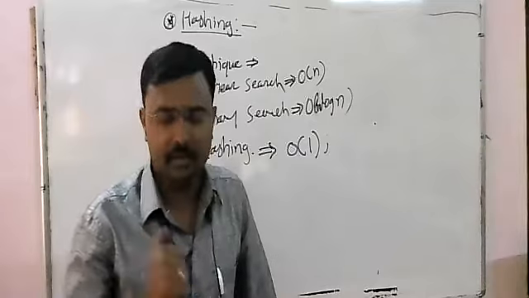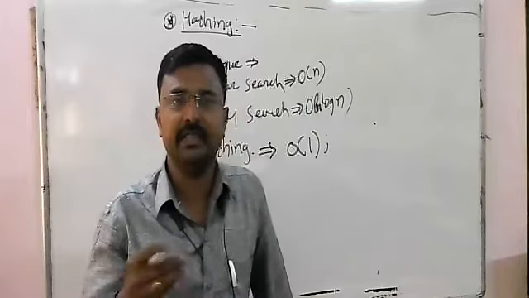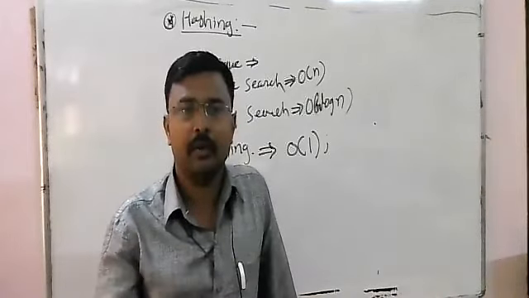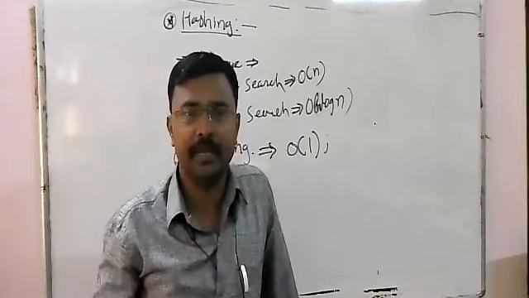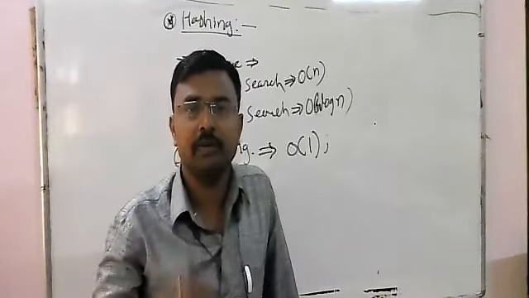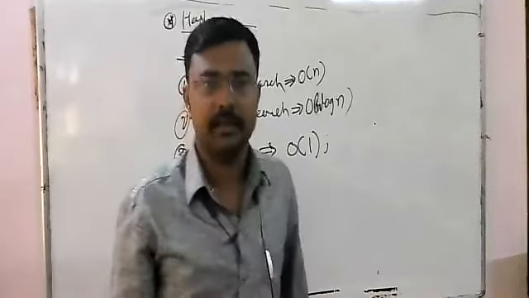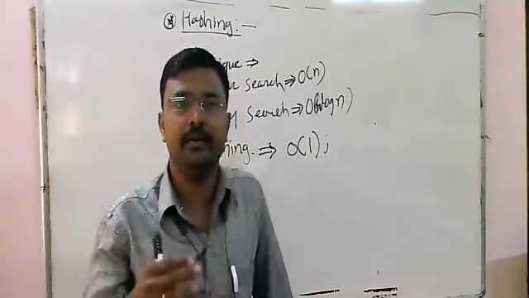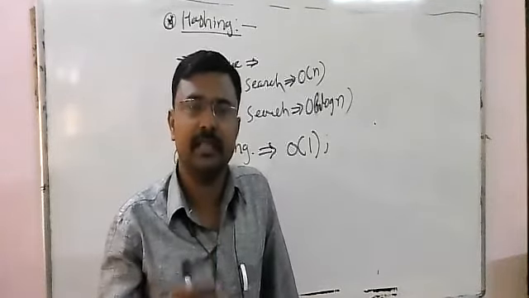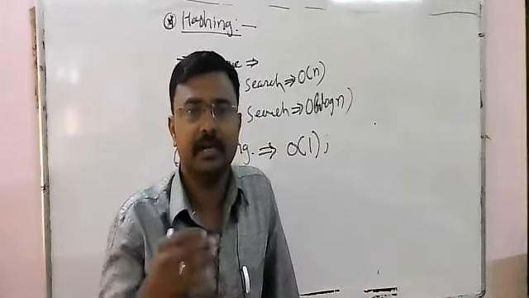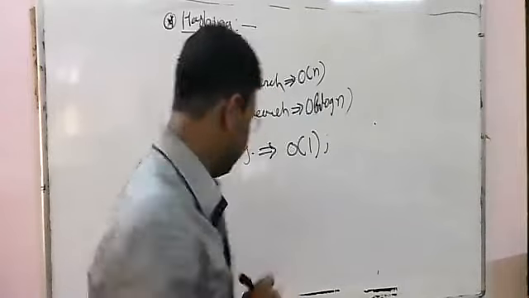Now, as we know, hashing is used for searching an element from your index or from your hash table. But the question is, how do we store an element into your hash table? There are some hashing techniques that are used for storing the element into your hash table.